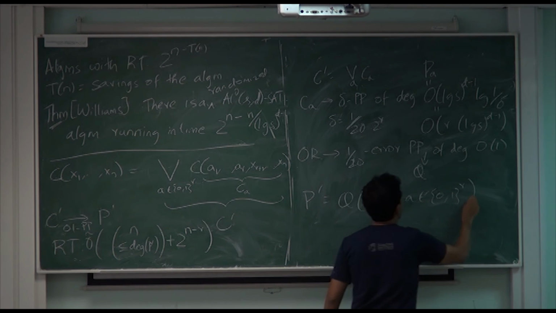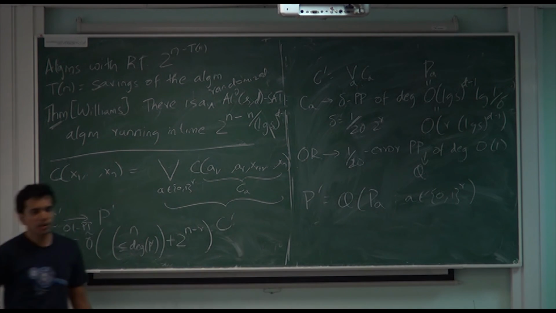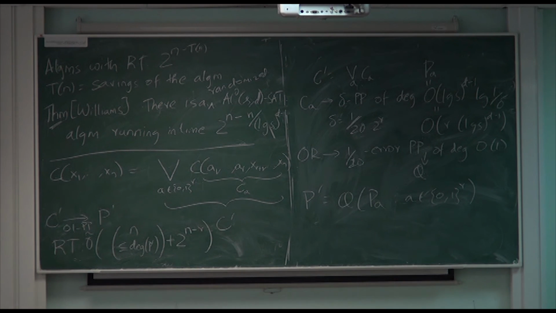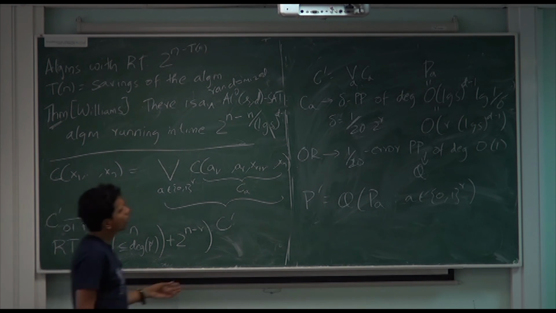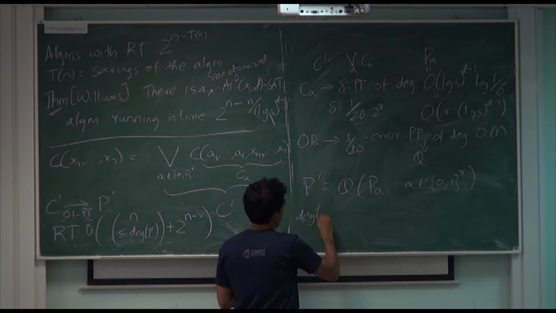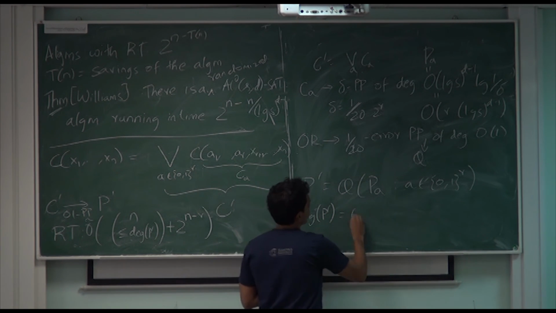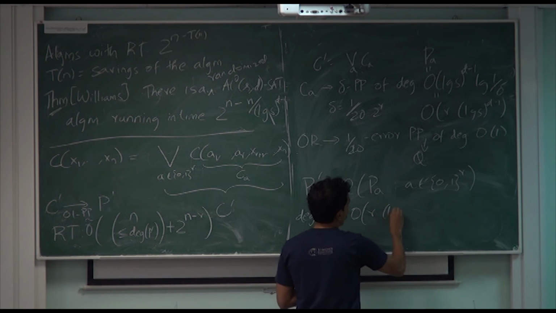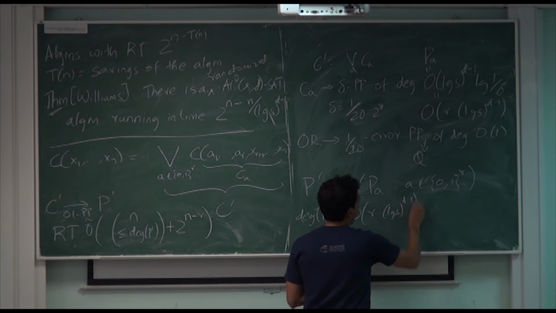0, 1 to the arrow. Yeah. It should be clear that the amount of error in P prime just by a union bound is something like 1 over 10, and we have the probabilistic polynomial we want. Okay. So what's the degree of this polynomial? It's order r times log s to the d minus 1.